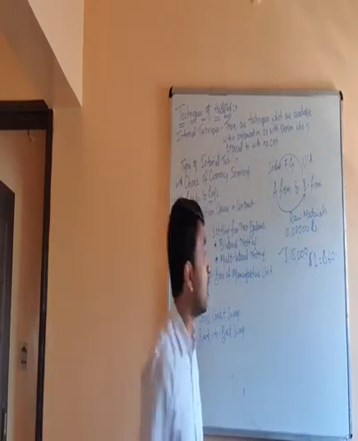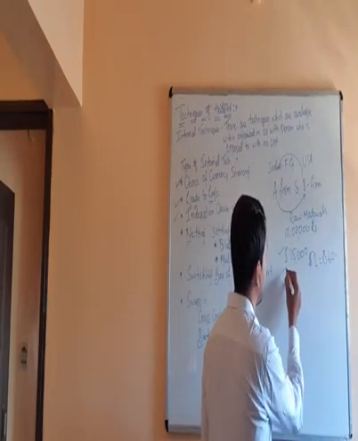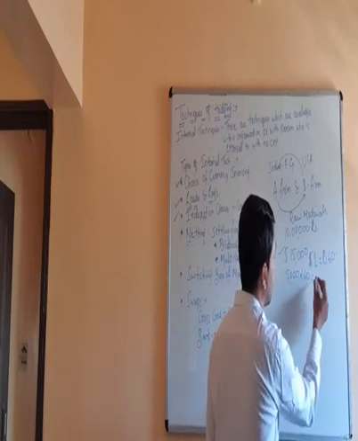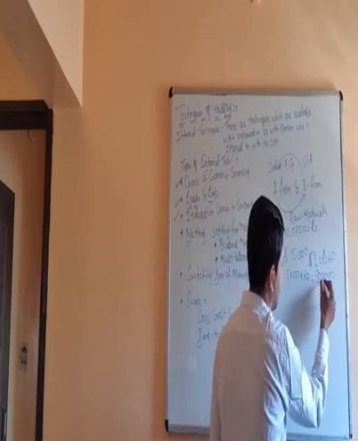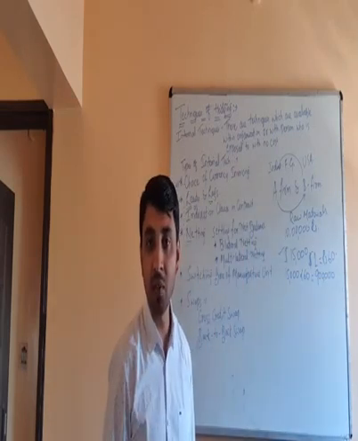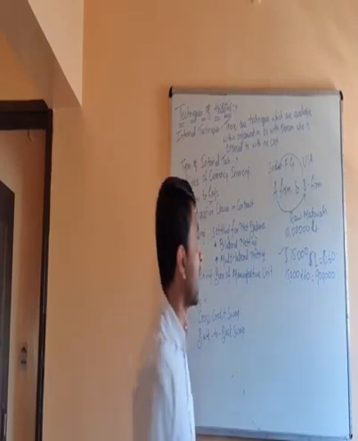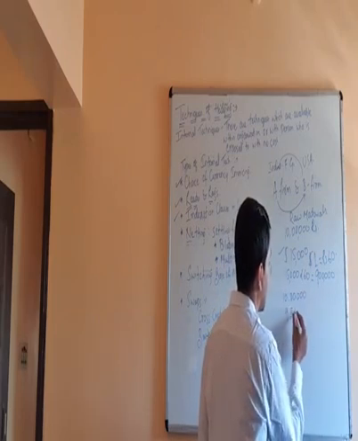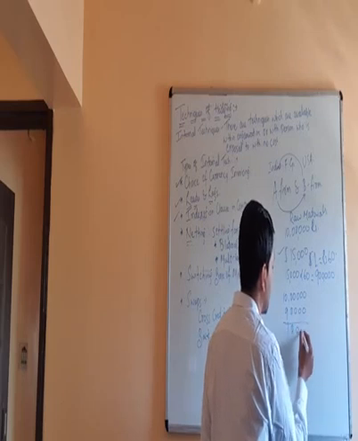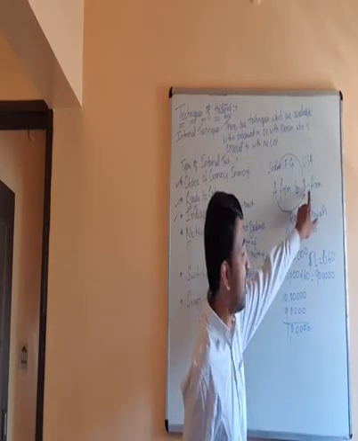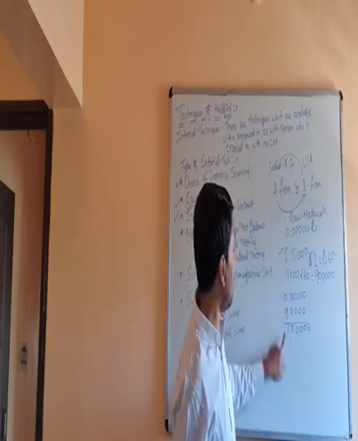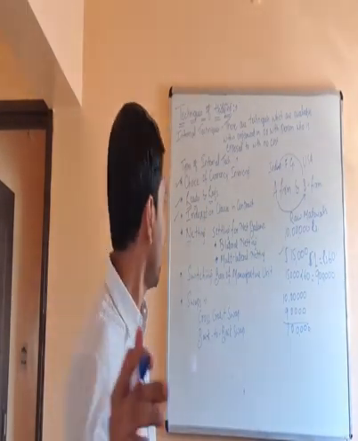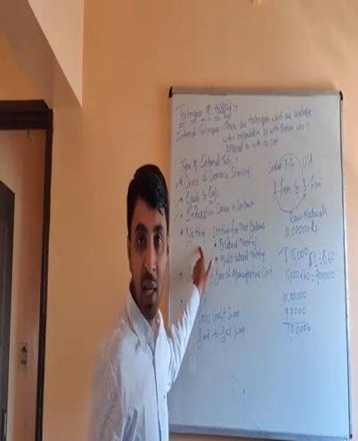Instead of that, they will make the calculation. 15,000 into 60 will be 9 lakh. So what will be the remaining balance? 10 lakh minus 9 lakh, the remaining balance is 1 lakh rupees. So firm B will pay off this 1 lakh rupees and close the transaction. So this is what netting is all about.